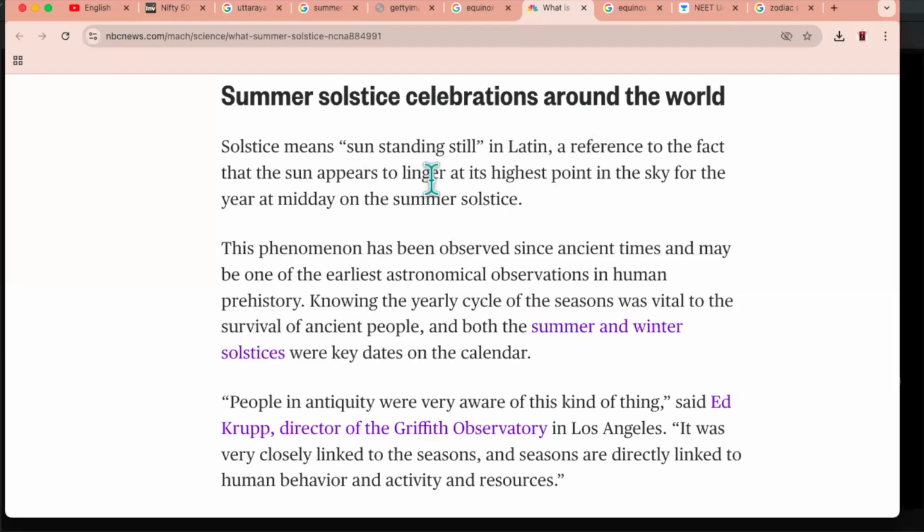And that is what has been given over here, that solstice means sun stands still. That is in Latin, a reference to the fact that the sun appears to linger at its highest point in the sky for the year at midday on the summer solstice. Well, now, what do you exactly mean by being at the highest point in the sky?